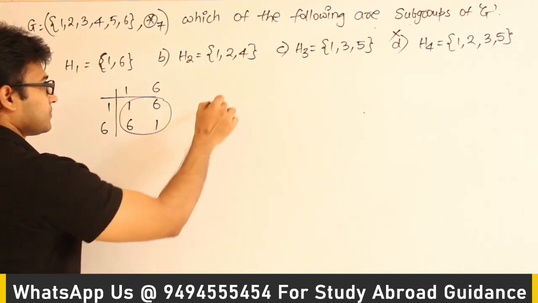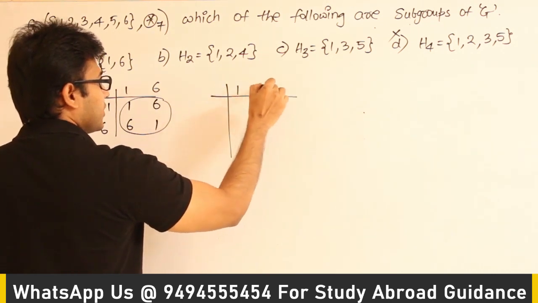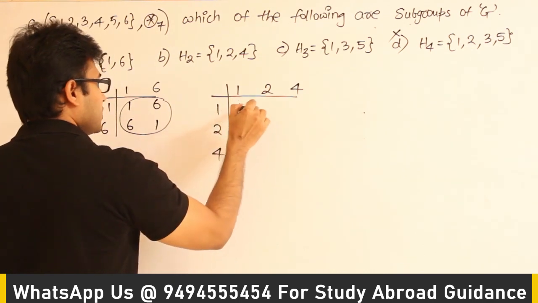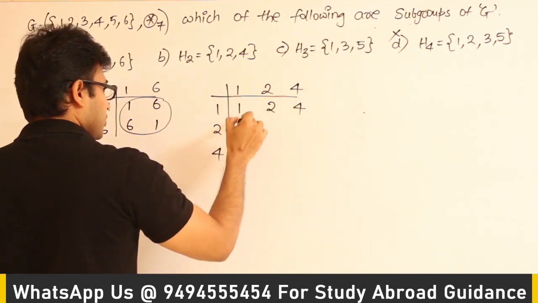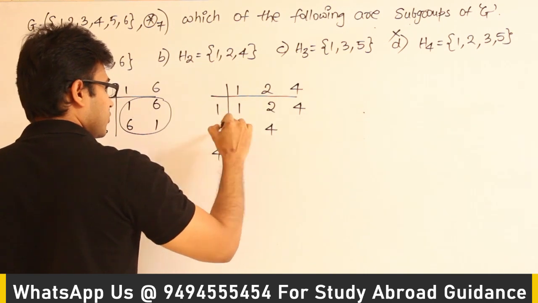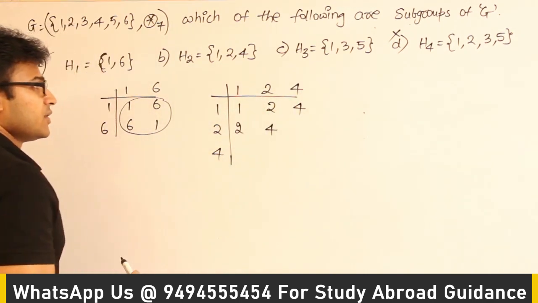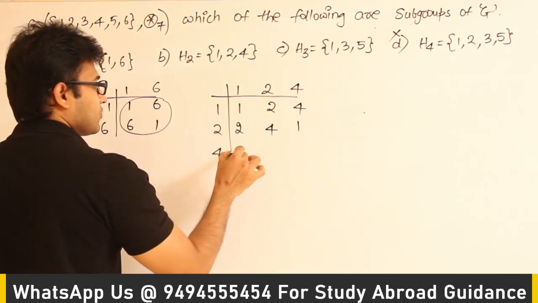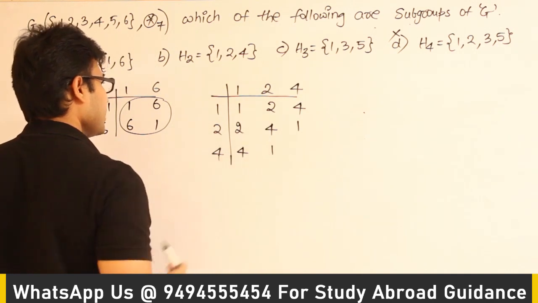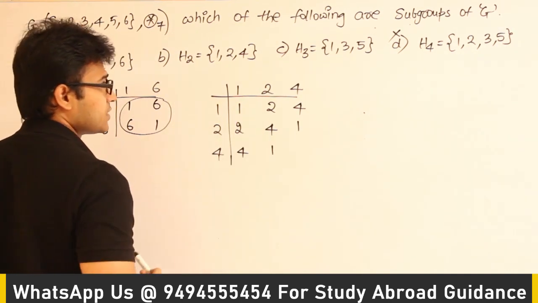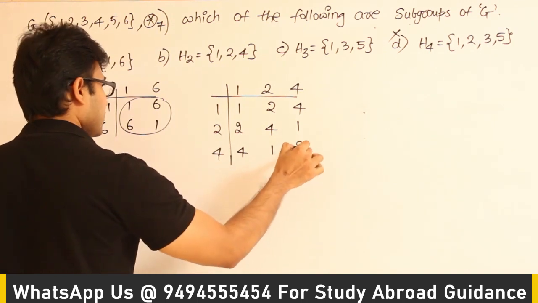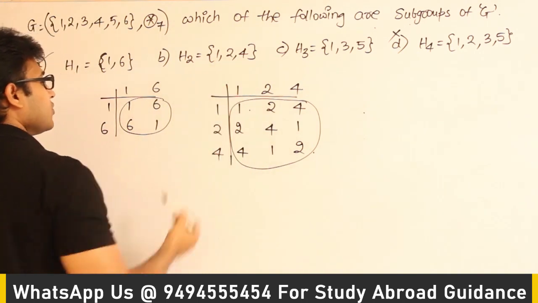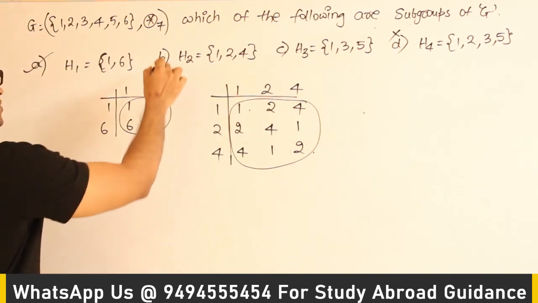And what about H2? 1, 2, 4. Now 1 into 1 is 1. 2 into 1 is 2. 2 into 2 is 4. 2 into 4 is 8. 8 when you divide with 7, the remainder is going to be 1. And 4 into 1 is 4. 4 into 2 is 8, and the remainder is 1. 4 into 4 is 16. 16 when you divide with 7, the remainder is 2. Therefore, all the elements are present in the same subset 1, 2, 4. So we can say that this subset is also a subgroup.